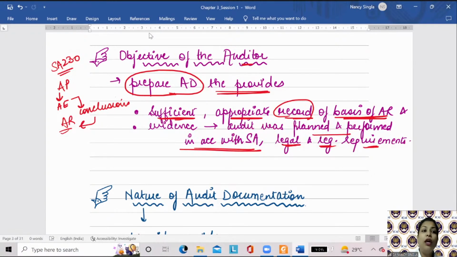Simple, right? So what is your objective? The first and foremost objective is what? To prepare audit documentation that provides two kinds of evidence. What? First, a record of the basis of the auditor's report, and evidence that the audit was planned and performed in accordance with SAs and legal and regulatory requirements.